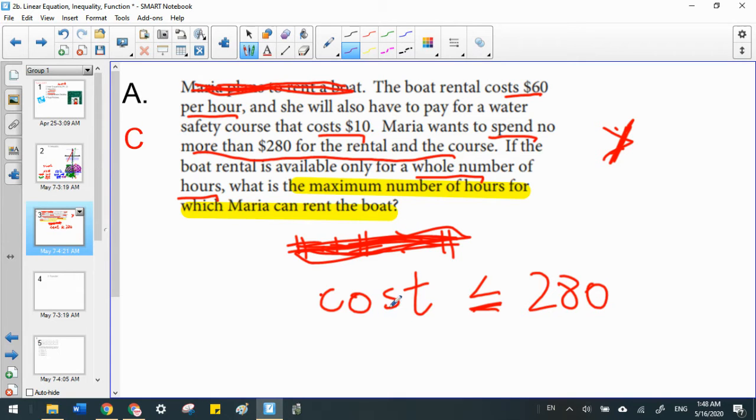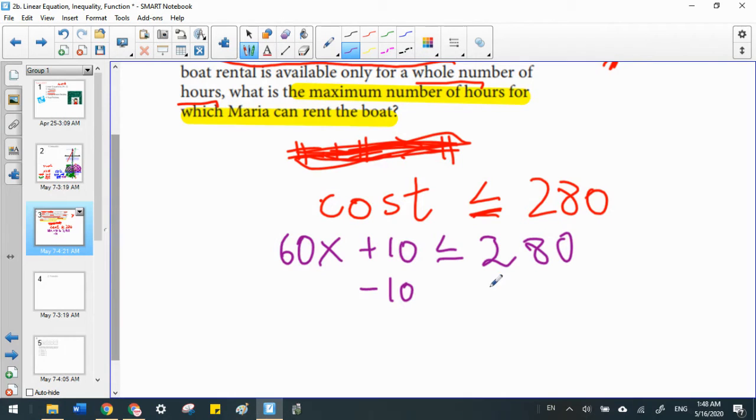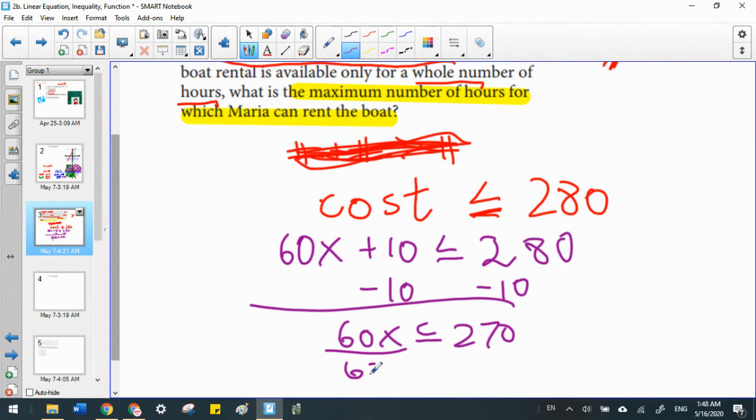Now I just need to represent the cost, which is a little bit easier to break down now because I have the other stuff figured out. Boat rental costs $60 per hour, so that's 60x. And she has to pay for the water safety course that costs $10. Since that cost doesn't change, that's what you would call the constant. And here we are. Then from here, you just need to solve. And I know this is calculator.